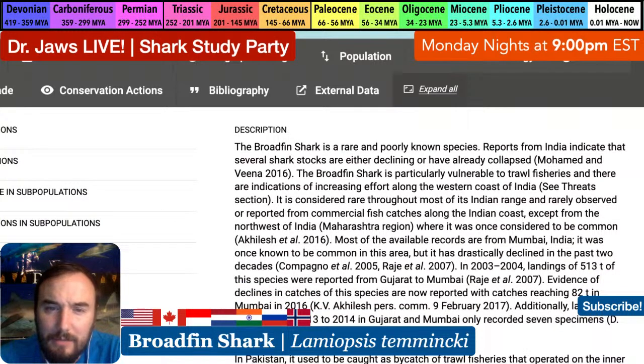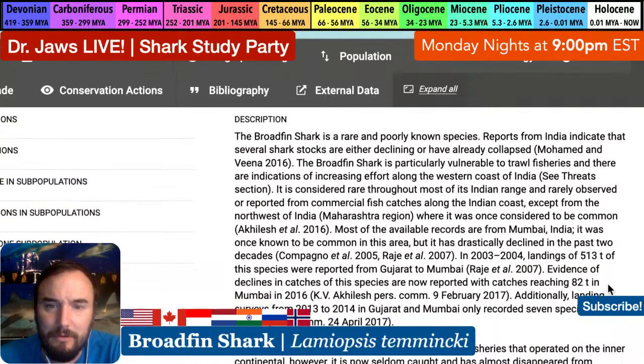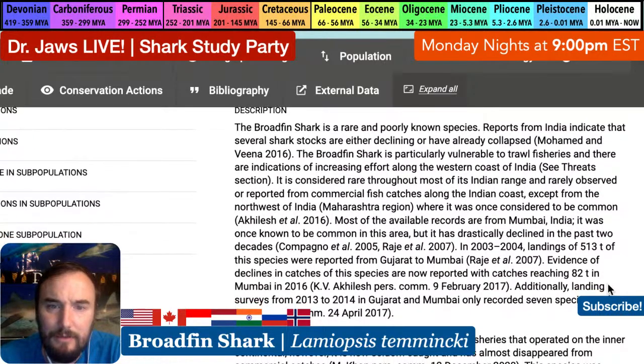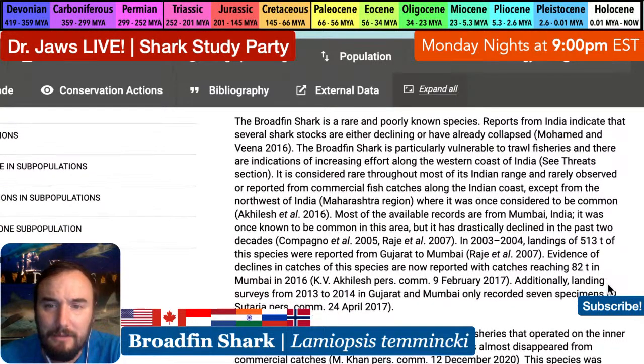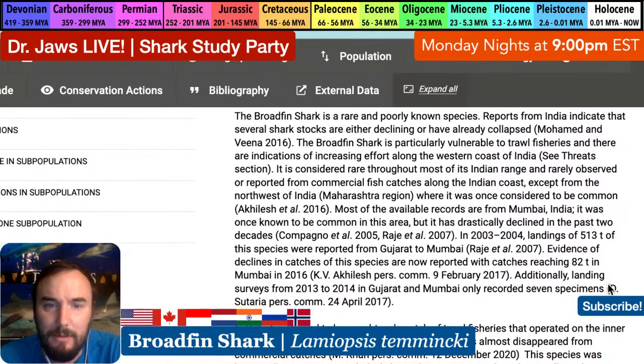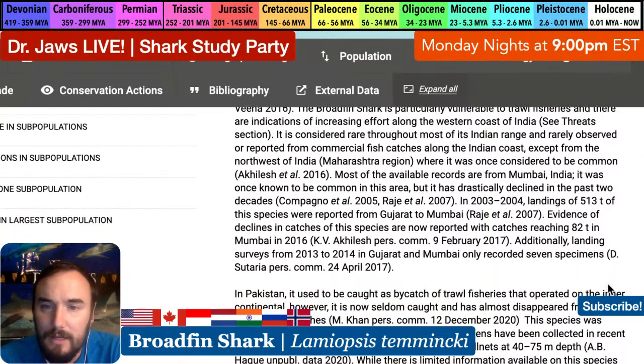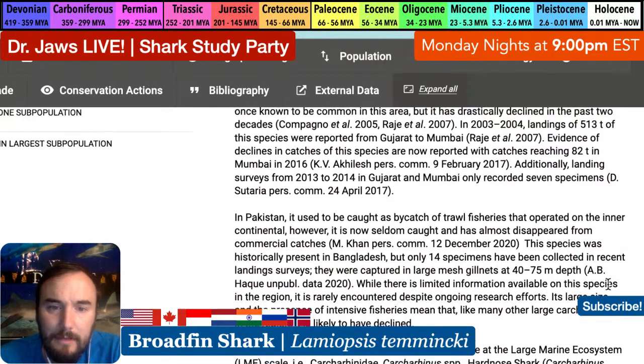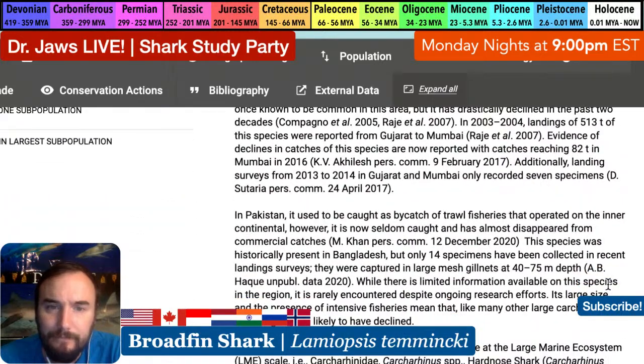Most of the available records are from Mumbai, India. It was once known to be common in this area, but has drastically declined in the past 2 decades. In 2003-2004, landings of 513 tons of the species were reported from Gujarat to Mumbai. Evidence of declines in catches of the species are now reported, with catches reaching 82 tons in Mumbai in 2016. Additionally, landing surveys from 2013 and 2014 in Gujarat and Mumbai only recorded 7 specimens. Ugh. So, not looking good in India.